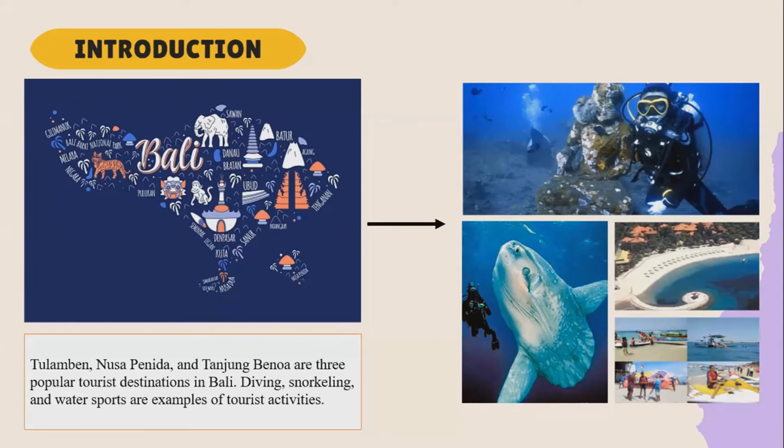On the right side of the picture, you can see Tulamben, Nusa Penida, and Tanjung Benoa. They are the focus of our discussion in the case study. Tulamben, Nusa Penida, and Tanjung Benoa are three of Bali's most popular tourist destinations. These three locations have developed tourism activities such as diving, snorkeling, and water sports. Next.